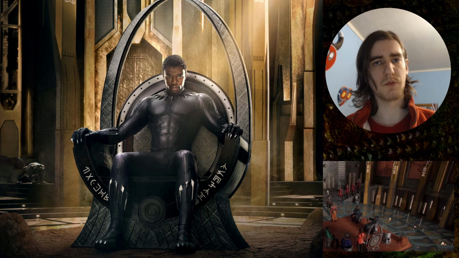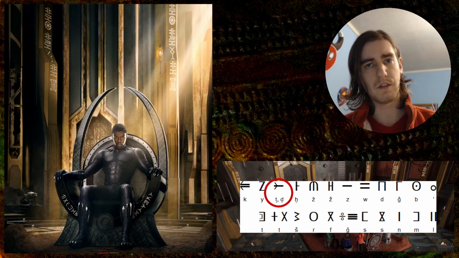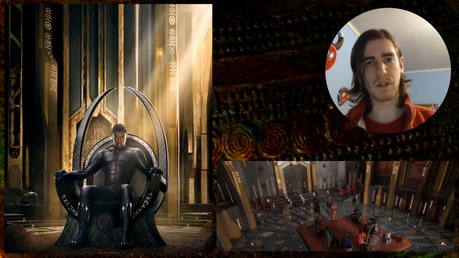And as they told me, although some of the lettering on that throne does match up, you cannot read what is on that throne. So ultimately, what we see on T'Challa's throne is a sort of hodgepodge of inspiration from all three of these scripts, but is not specifically one of them. So that is why we cannot read what is on this particular throne.